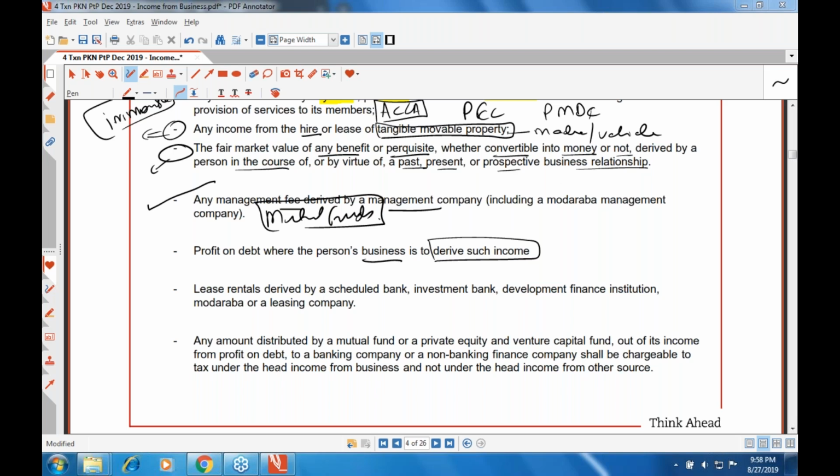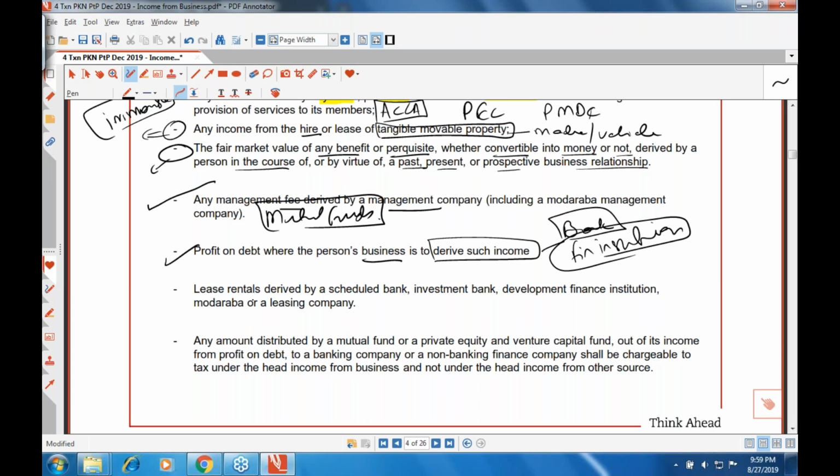So if we talk about profit on debt where the person's business is to derive such income, like for example a bank or any other financial institution, their main business is to earn interest. So if they are earning interest, that interest is going to be considered as income from business.